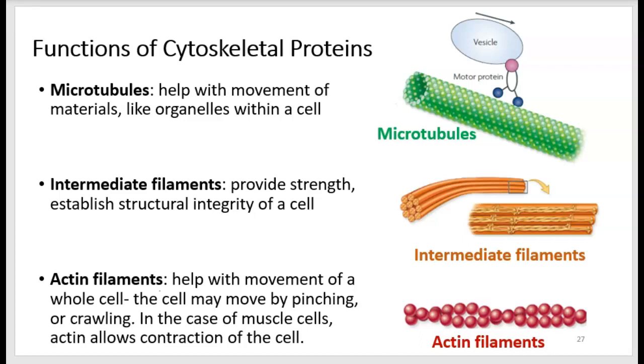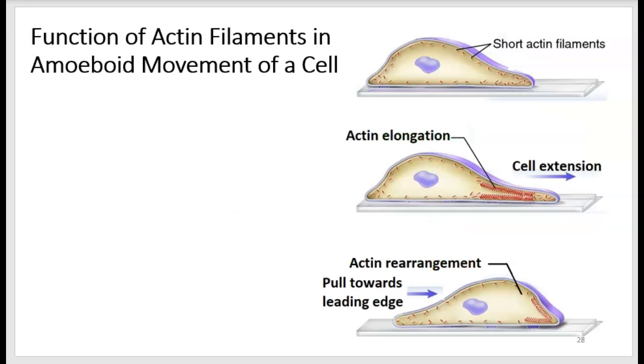But in this case, it's not movement of substances in the cytosol. Instead, it's movement of the entire cell. And it happens as the cell pinches or crawls, like expand, contract on one end. So in the case of muscle cells, actin is part of muscle contraction, but I'm thinking more along the lines of something called amoeboid movement. So this amoeboid movement happens when a white blood cell leaves your bloodstream to go to an infected or inflamed tissue somewhere in your body.